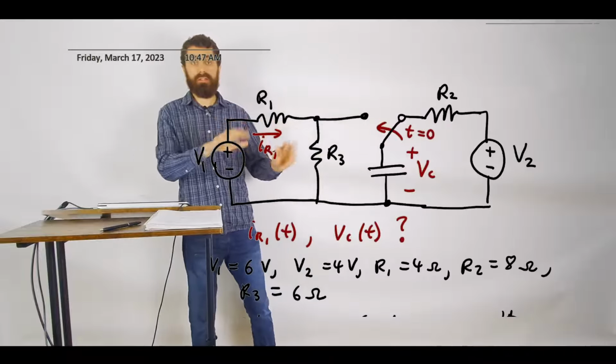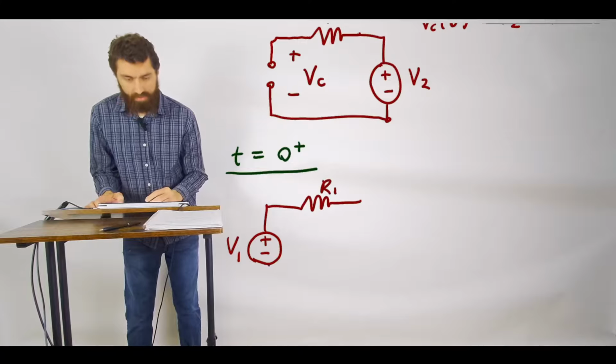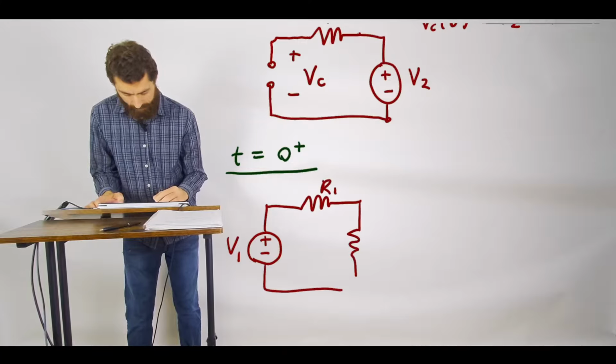So we have V1, R1, R3, and that just connects directly to our capacitor here. There we go. So that's what it looks like now.